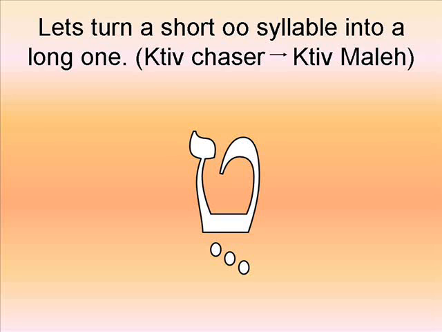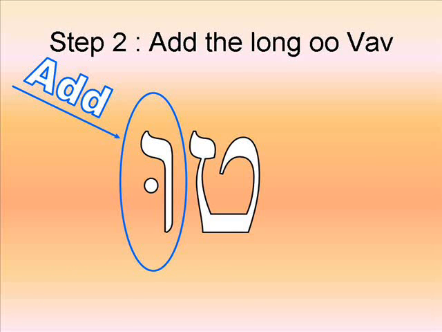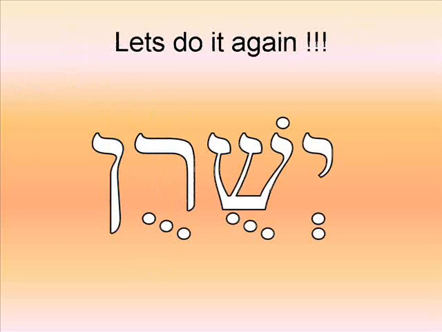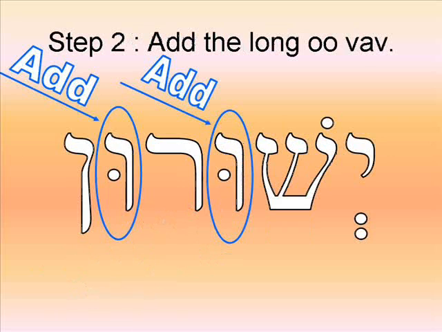We have the tu syllable. Step 1, drop the shuruk. That's a short U vowel. Step 2, add the long U vav, and we have the tu syllable. Let's do it again. Yeshurun, yeshurun. Step 1, drop the shuruks. Step 2, add the long U vavs.